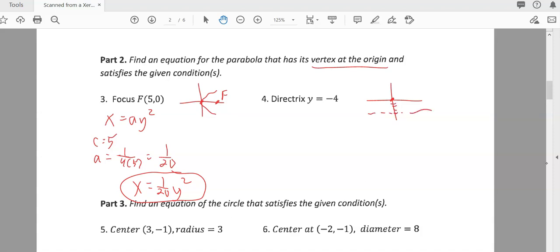Draw a dotted line right there. So at positive 4 would be here. So I know it opens up. So it's of the form y equals ax squared, because the vertex is at the origin. I'm using those formulas. So the c value there is positive 4. So c equals 4, which means a equals 1 over 4 times c, which is 4. So a equals 1/16. So my equation is y equals 1/16 x squared.